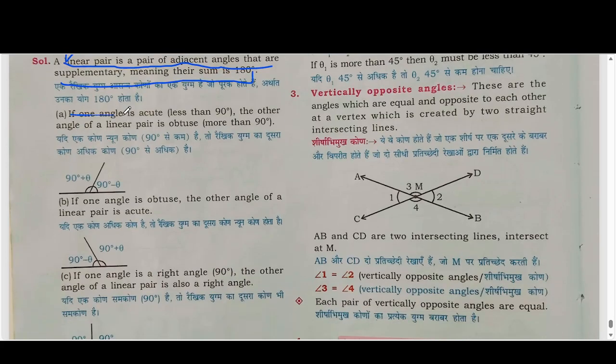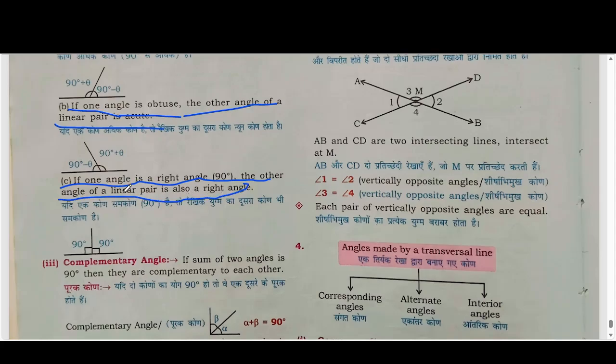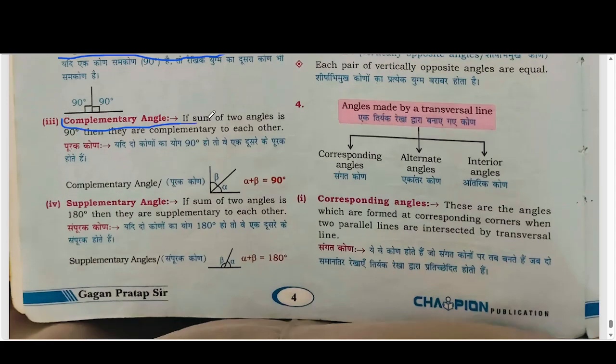If one angle is acute, less than 90, then the other angle of the linear pair is obtuse, more than 90. If one angle is obtuse, then the other angle of the linear pair is acute. If one angle is a right angle, then the other angle of a linear pair is also a right angle. Complementary angles: if the sum of two angles is 90 degrees, then they are complementary to each other.